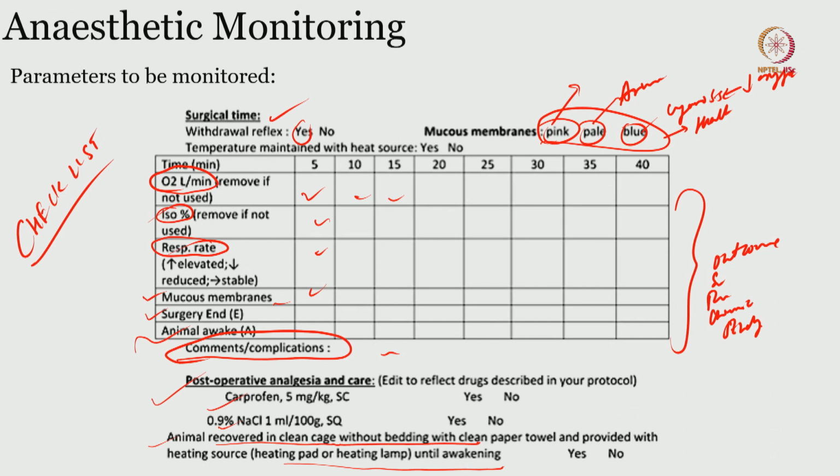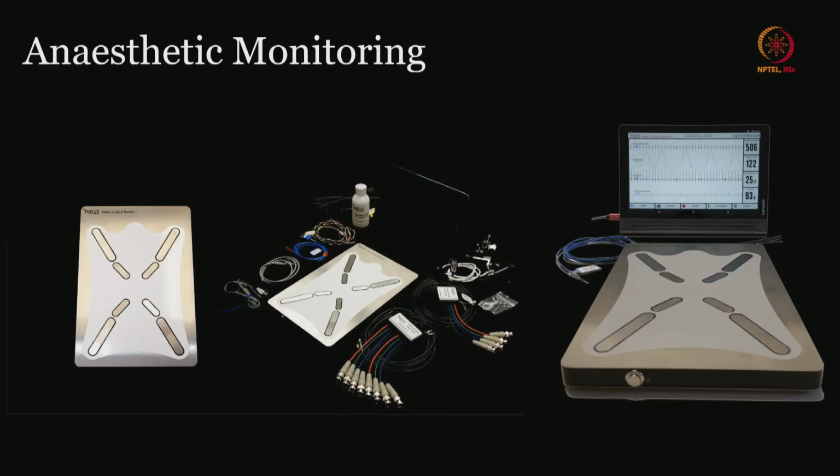It is better to have, I would say, a checklist is a very important aspect even in human endeavors, and it is even more important in such endeavors. It's a good habit to maintain a checklist and have such anesthetic and surgical records. All right. So, now let us look at what apparatus are available in the market to use for rodent anesthesia and surgery.